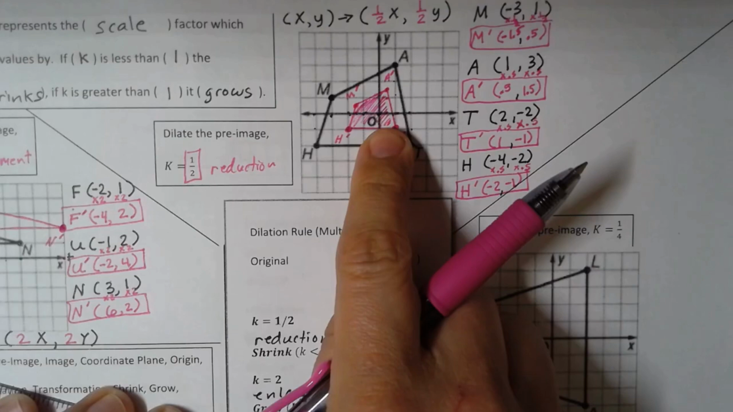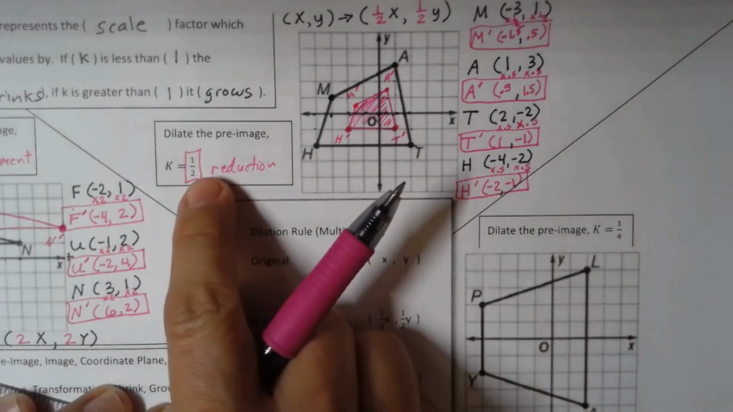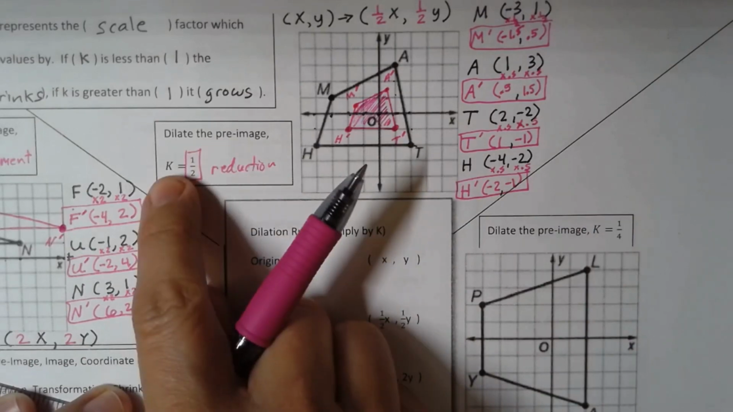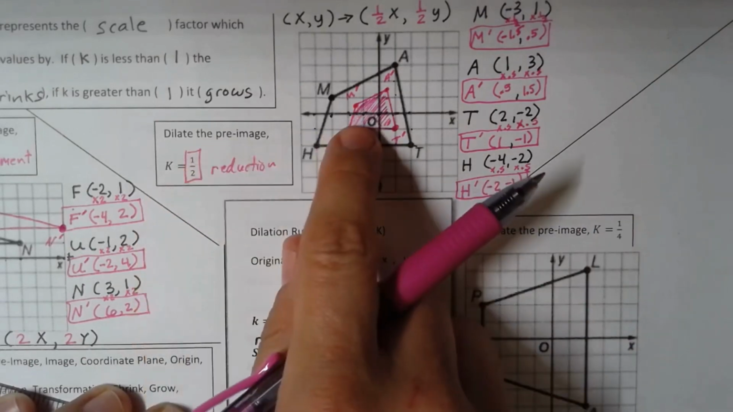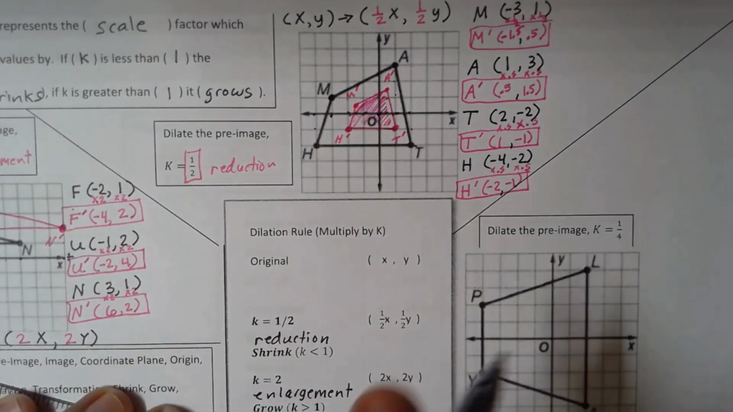And if you go, Mr. H, it looks like it might be half the size, but how do you know for certain? Well, we reduced its size by 1/2, right? That was our scale factor. K was equal to 1/2. So we know that it is literally half the size of the original shape.